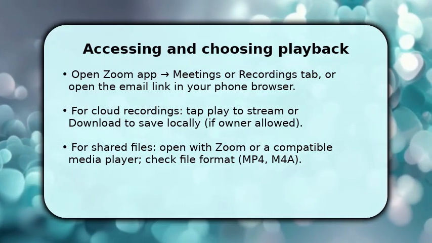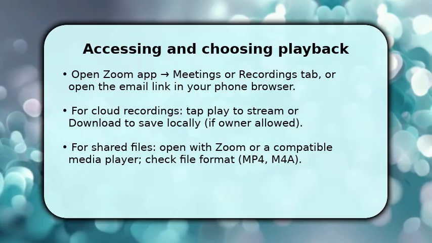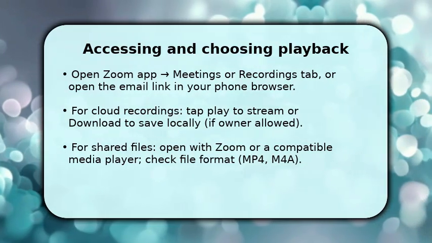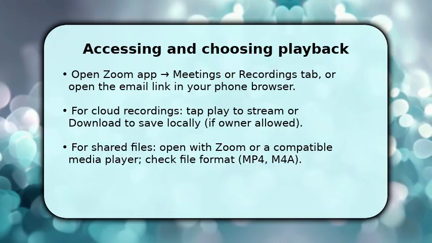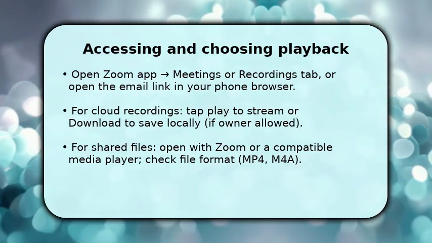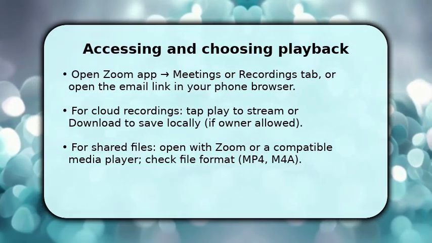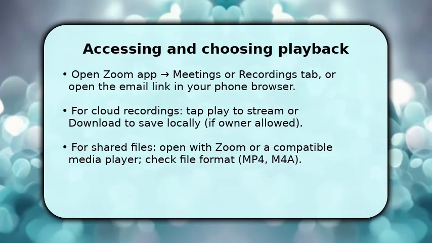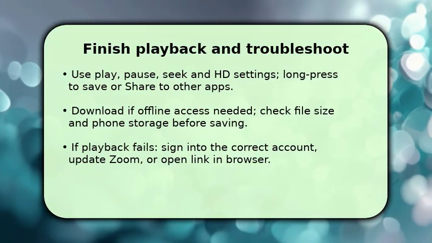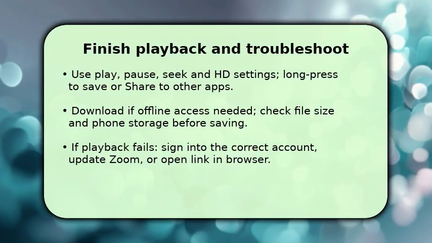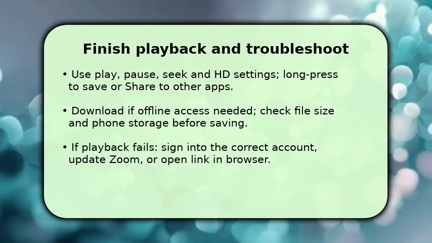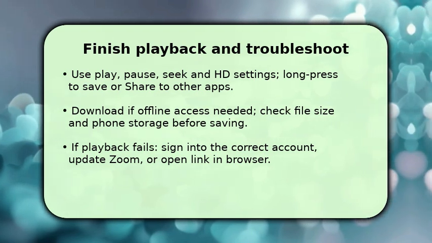Once you see playback controls, you can adjust quality or choose download if the host enabled downloads. For shared local files, open them with the phone's video player or the Zoom app if available. To finish, use the playback controls to watch or scrub to the part you need. Long press or use download/save to keep a copy. Once saved, you can share it to cloud storage or messaging apps.